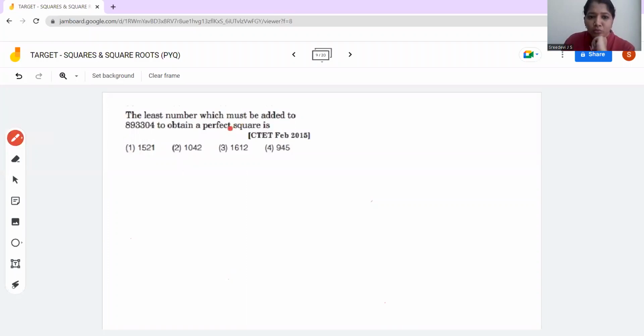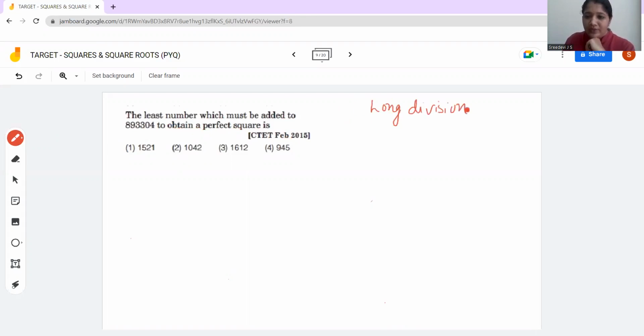So let us see how to do this question. The least number which must be added to 8,93,304 to obtain a perfect square. This type of question asks what number should be added or what number should be subtracted. In these cases, we have to utilize the long division method.